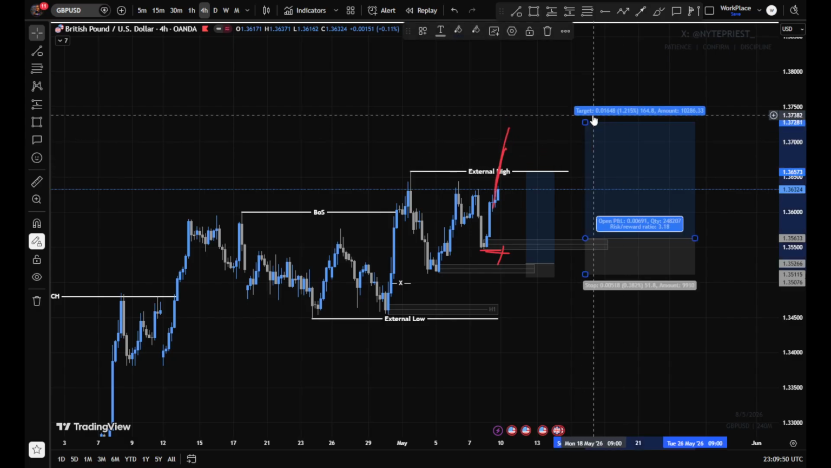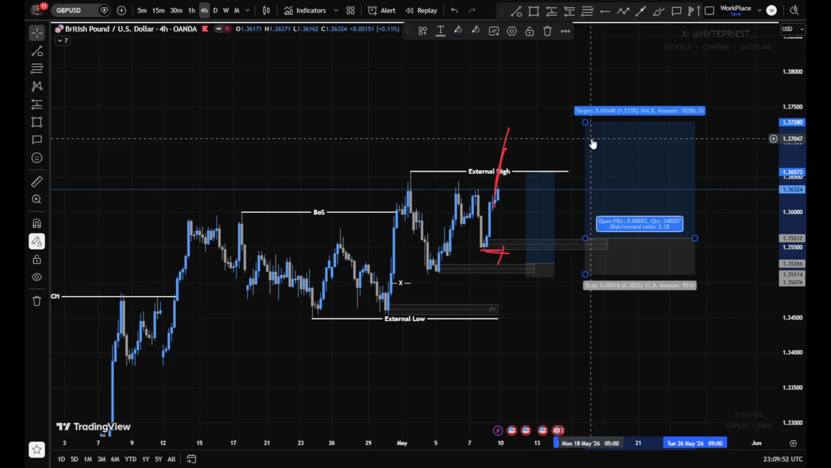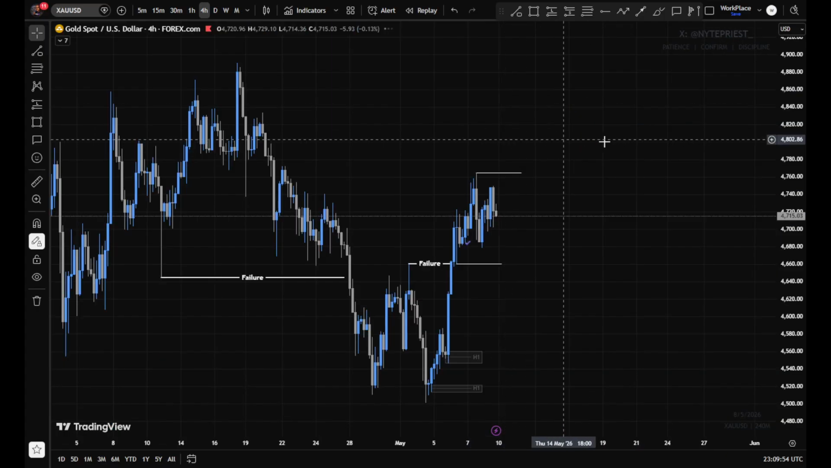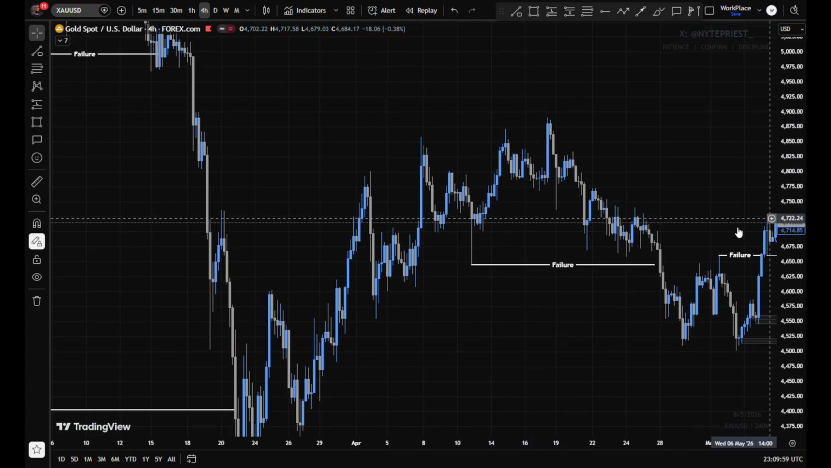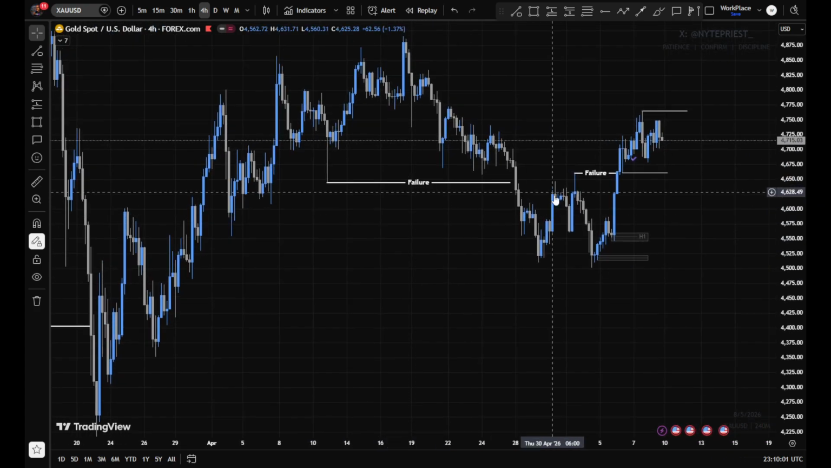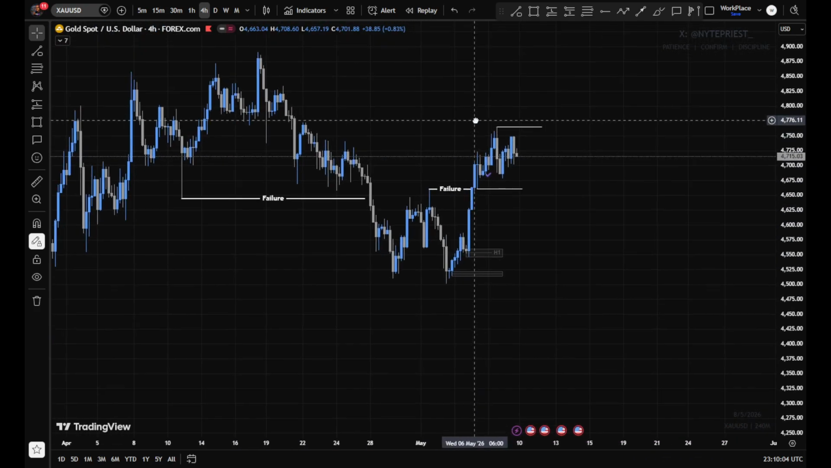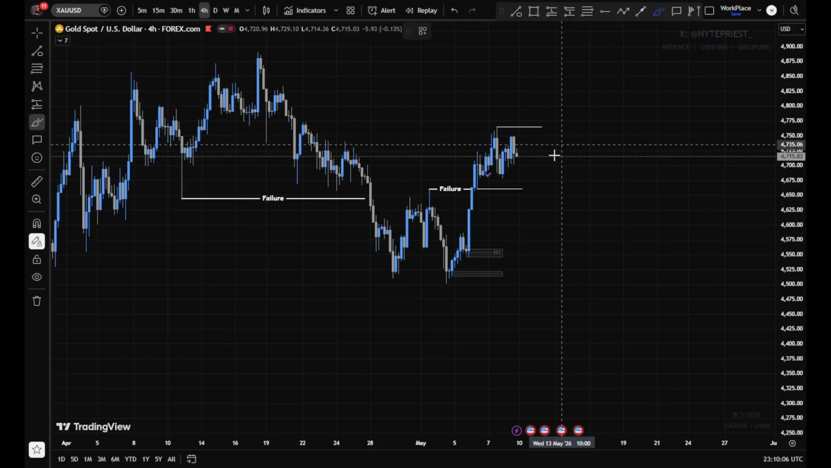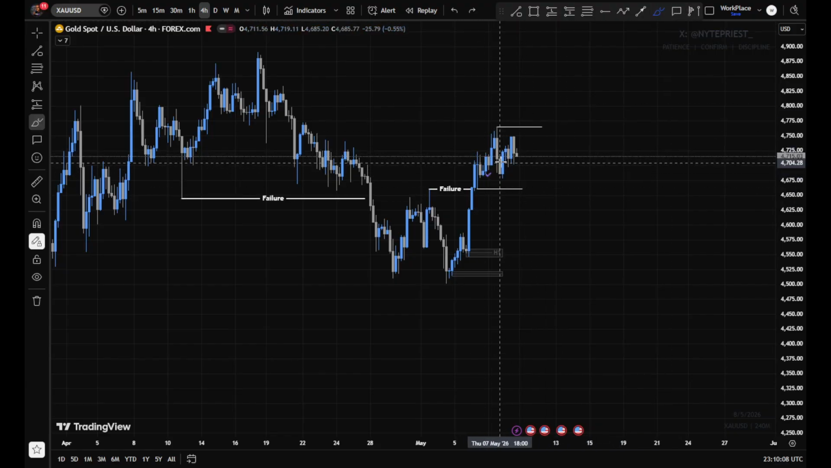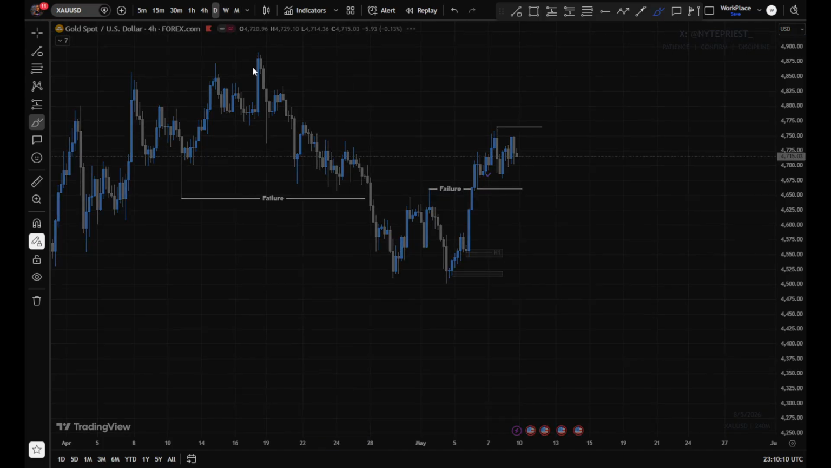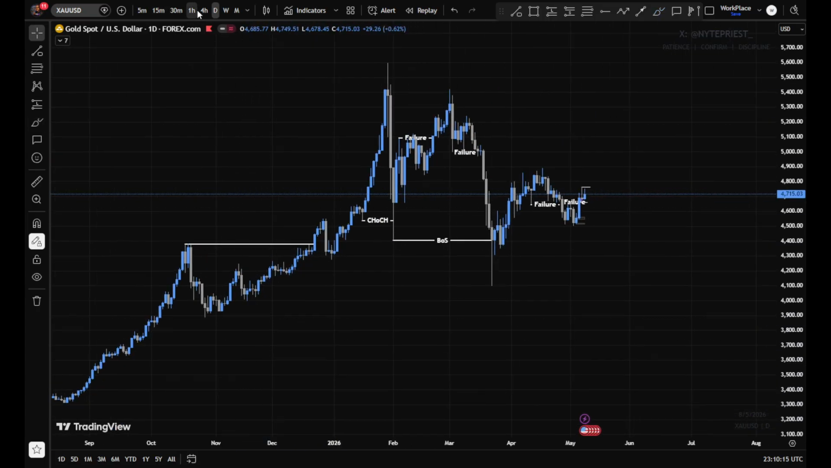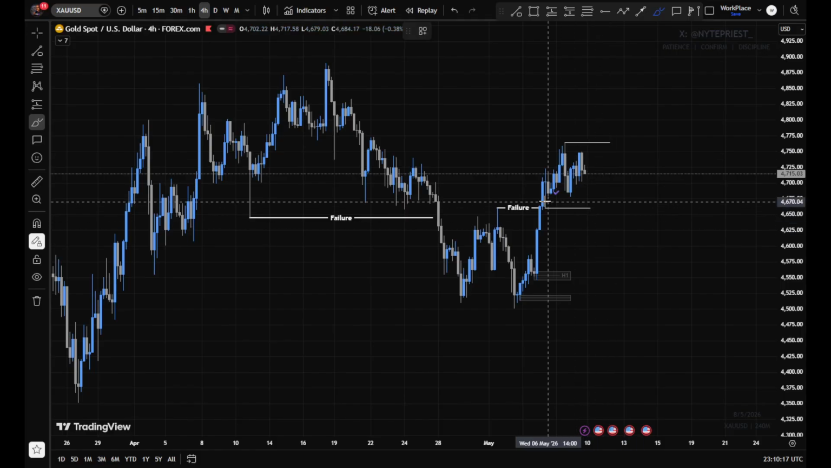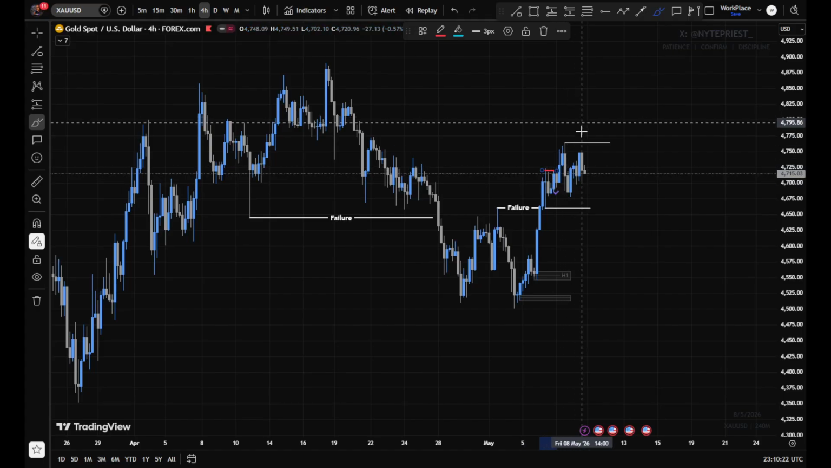Okay, so let's go down to gold. So on gold, as you can see, we had a failure swing here, then we have another failure swing here. Okay, so internally we are bullish, then on the H4 structure we are bullish. So on a daily time frame, we are also bullish. Okay, so we've had a failure swing here, all right, and we have an internal bullish break of structure.